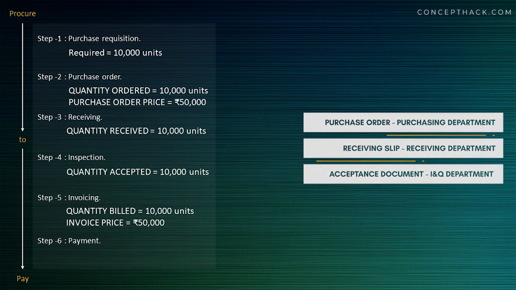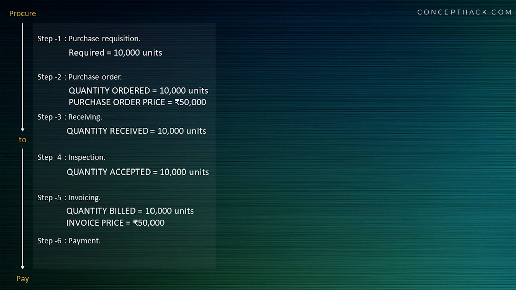Now this is the place where the concept of two-way, three-way or four-way matching comes into the picture. Before making payment to the vendor, the accounts payable department will conduct either a two-way, three-way or four-way match depending upon the type of internal control which is selected by the company. A company can select either two-way, three-way or four-way matching as an internal control. Now let us try to understand this with multiple cases.